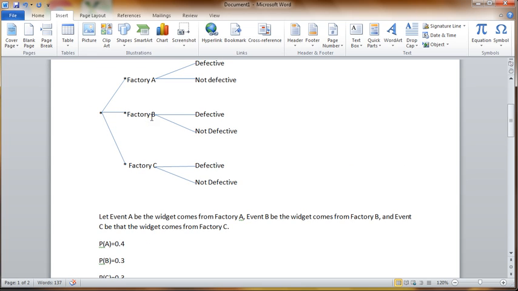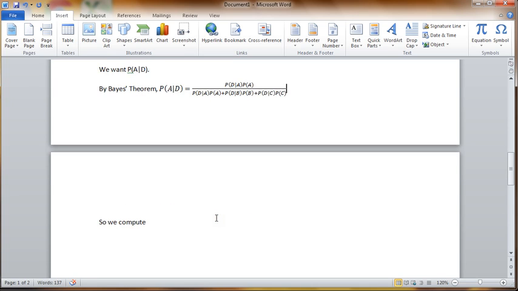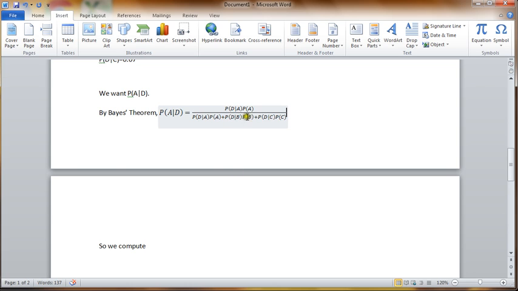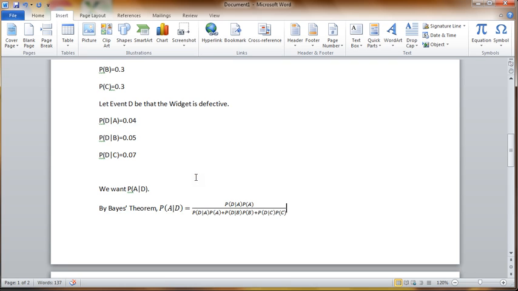The probability of B times the probability of D given B, and the probability of C times the probability of D given C. So Bayes' theorem is really the one branch of the tree that's showing up where you're defective and at factory A, divided by the sum of all of the different branches of the tree that end at the widget being defective. So that's our Bayes formula, and now all we have to do is really do the computation. We have all of the numbers that are expressed in this formula. We wrote them all out right here. So at this point, all we have to do is plug in the numbers and do a computation.